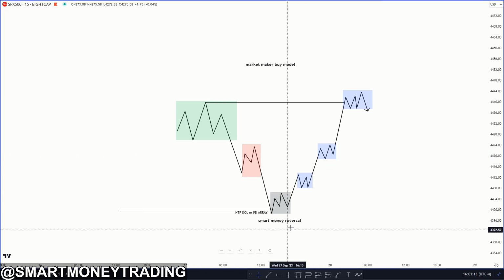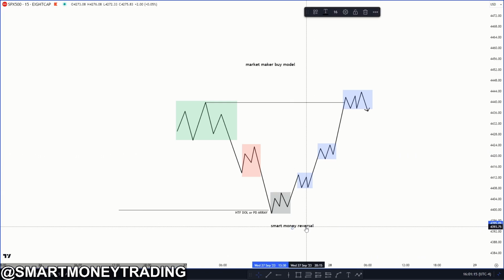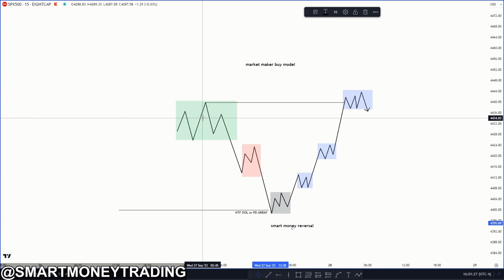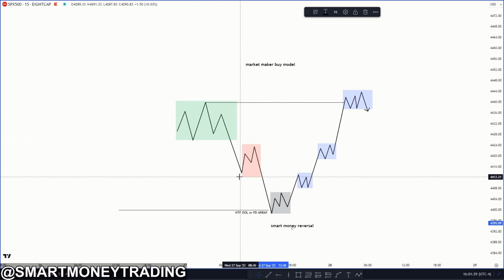All right, here, guys, I have the market maker buy model, the one I traded today. Of course, I'm also going to show you the market maker sell model. This is a brief overview of the market maker buy model. We have our original consolidation, then our first leg of distribution down, and then we tap into a higher time frame draw on liquidity or a PD array. It could be a fair value gap, a breaker, an order block, a mitigation block, a propulsion block, a rejection block, or a balanced price range. Then eventually we start to have a reversal.